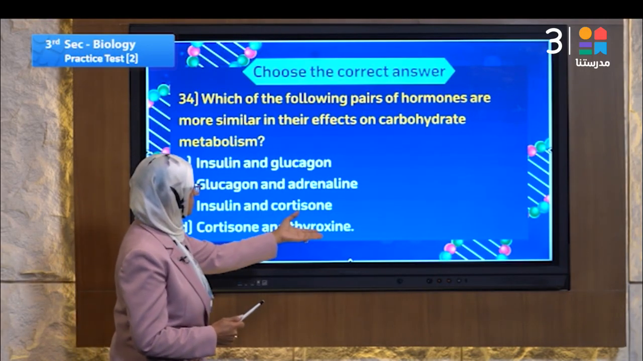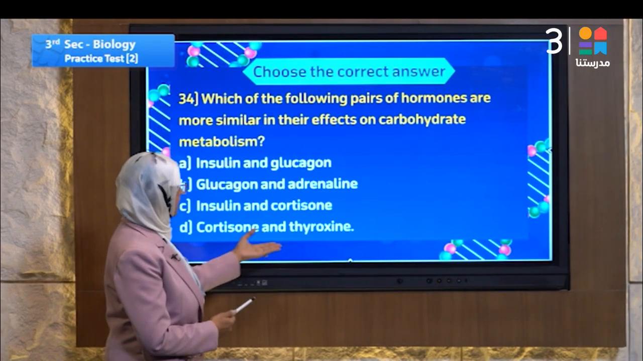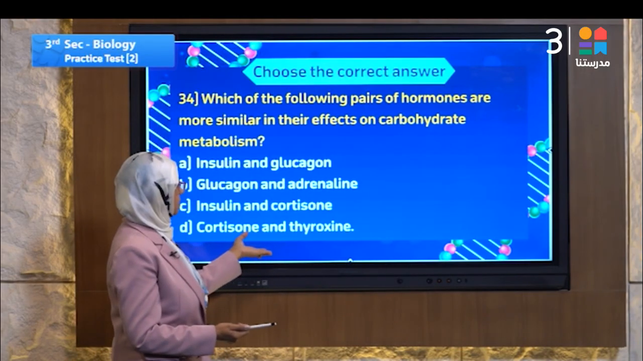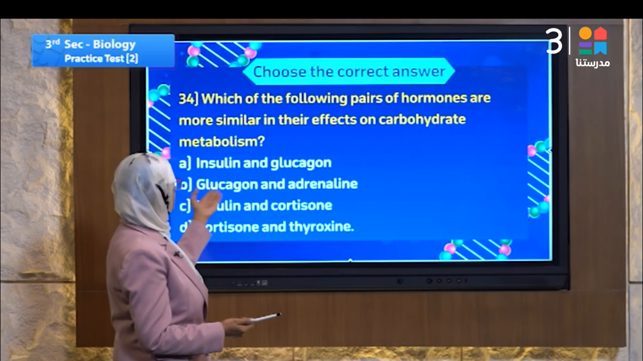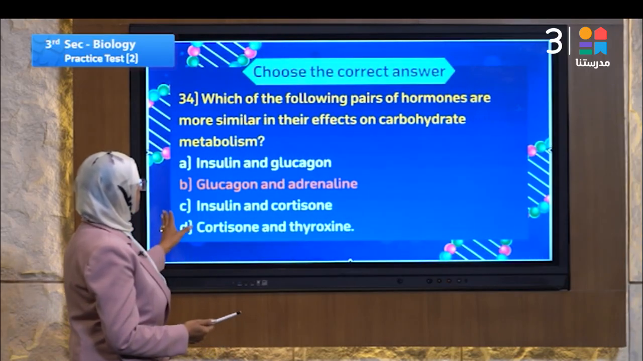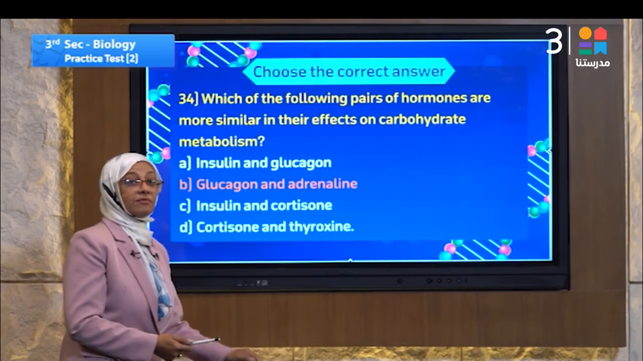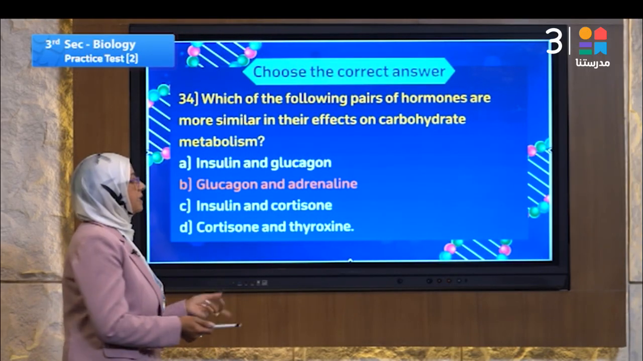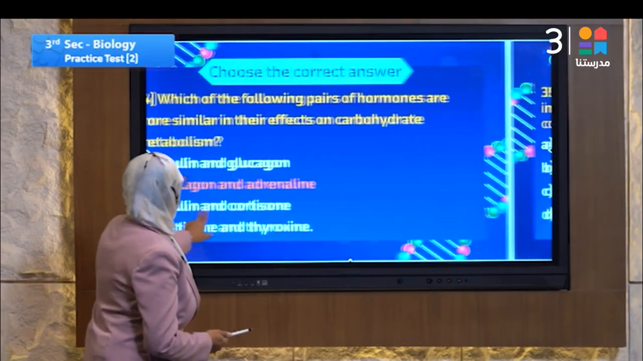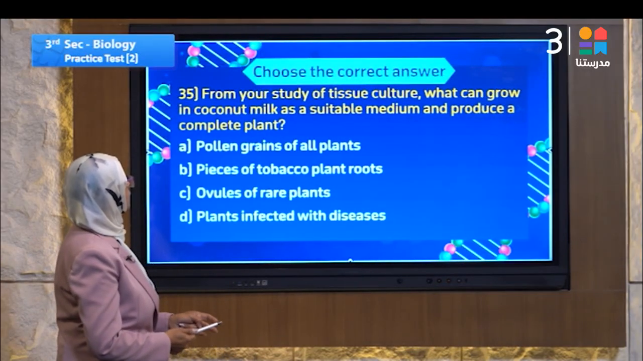Insulin and cortisol, no. Cortisol and thyroxine, no. The answer is B, glucagon and adrenaline. They have the same effect in carbohydrate metabolism. Let's go to question number 35.